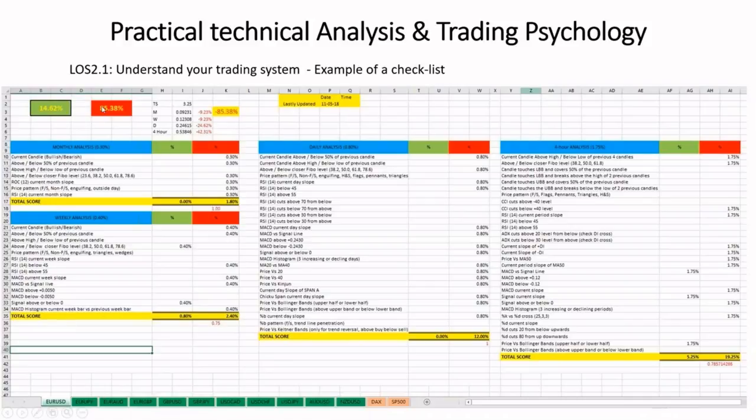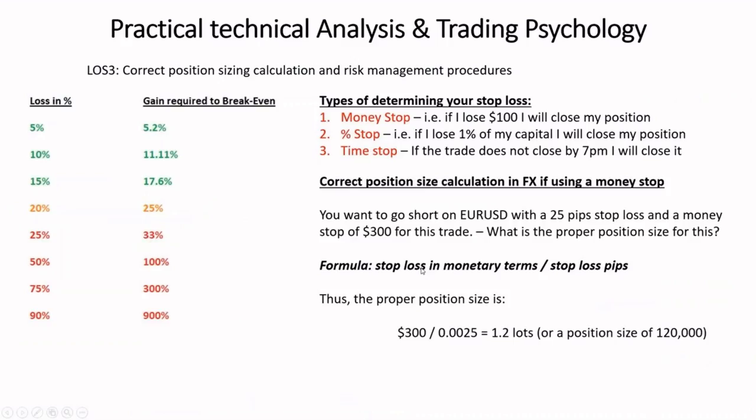Another thing that is very important is to have a correct position sizing calculation and risk management procedures. If you lose 5% of your account, then the gain required to break even is 5.2%. If you lose 10%, then to break even, you need to make 11.11%. If you lose 15%, then you need to make 17.6% to break even. If you lose 20%, then you need to make a return of 25% to break even. So up to this point here, things can be reversed to break even. But from the orange part to the downside, most likely you will never recover.